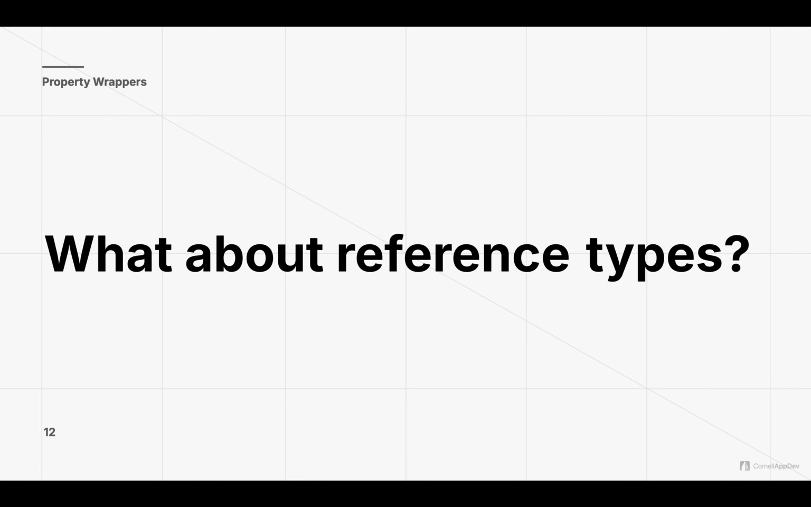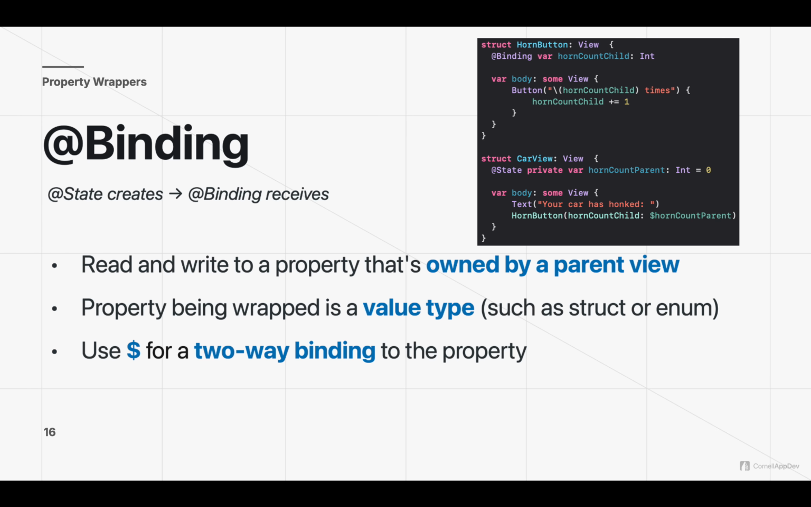So what about reference types, like classes, right? Because we only went through primitives. So here, for these primitive types, you have @State. So you create it using @State. And then @Binding, what it does is it's basically saying, oh, we're going to receive something.